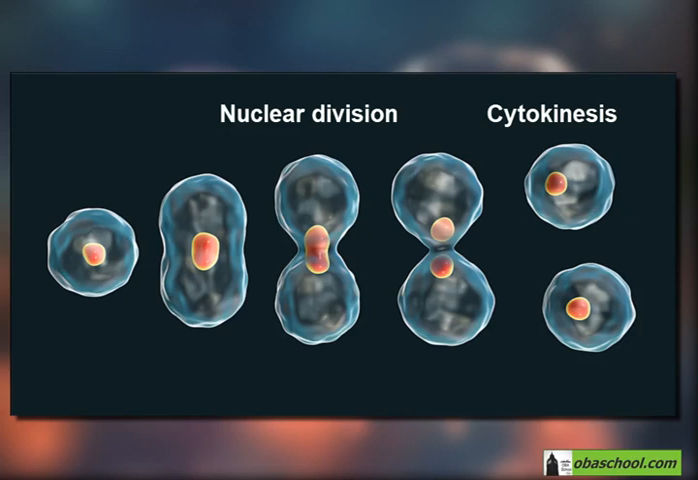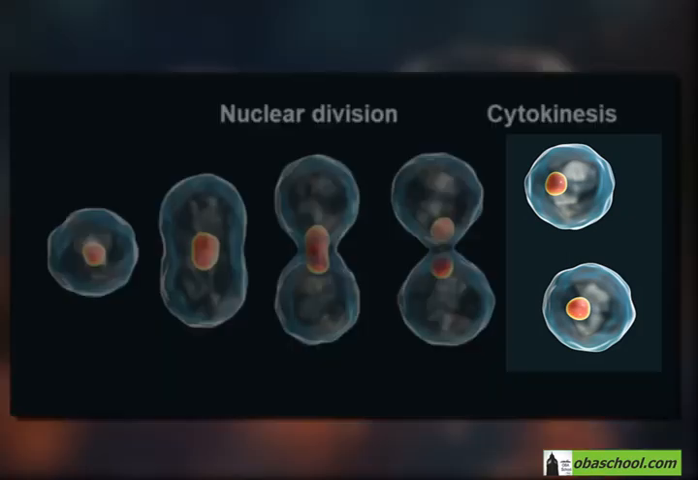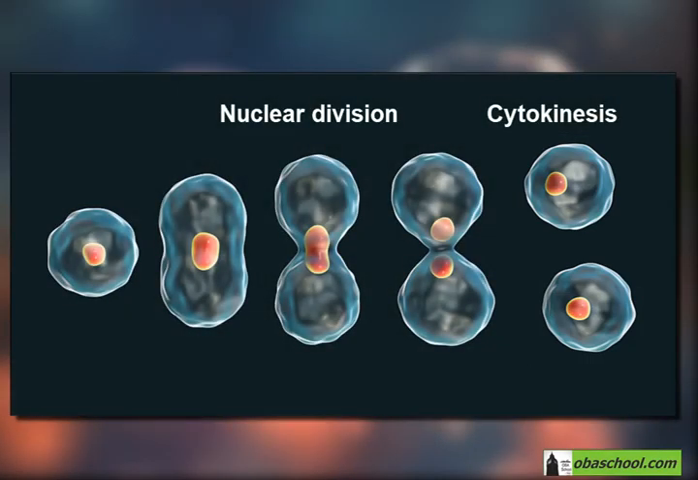So first nuclear division happens, the nucleus divides, and then cytokinesis happens, which is a process by which the whole cell divides after the nucleus divides. These happen in succession, first nuclear division and then cytokinesis, and this is how we end up with new cells from a parent cell that divided.